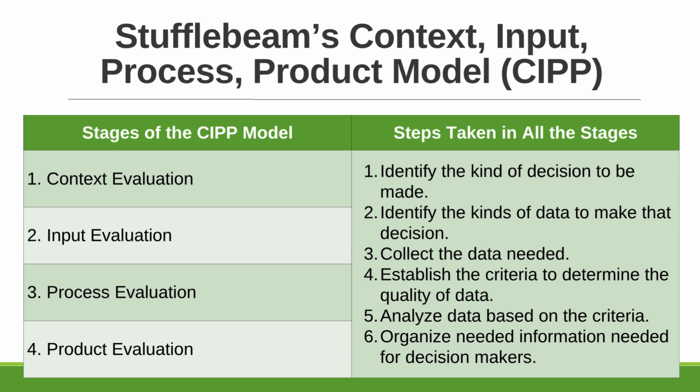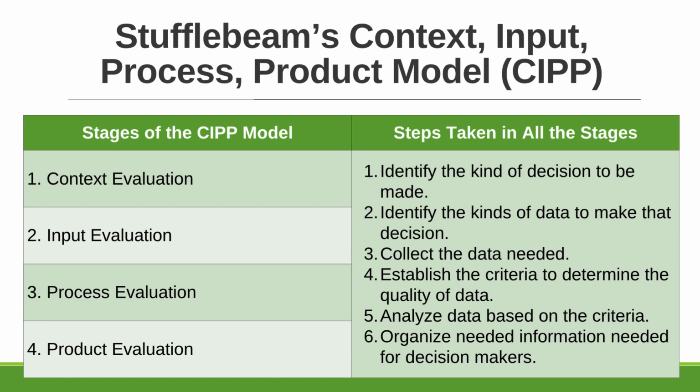Let's begin with the 4 stages of the CIPP model. Context evaluation, what should we do? Input evaluation, how shall we do it? Process evaluation, are we doing it as planned? Product evaluation, does it work? At each stage, we follow a set of systematic steps to ensure we gather meaningful and actionable insights.